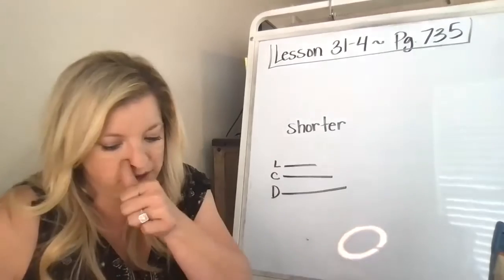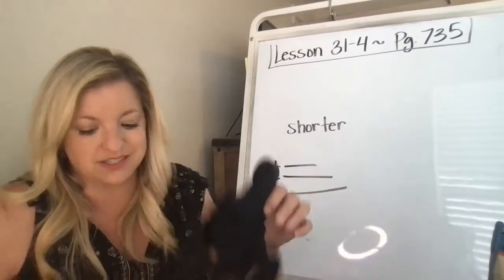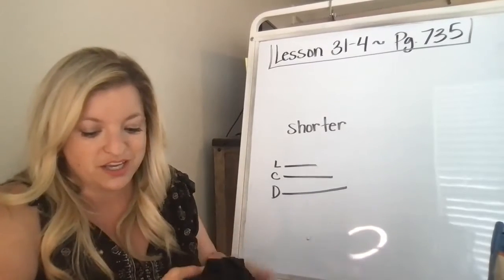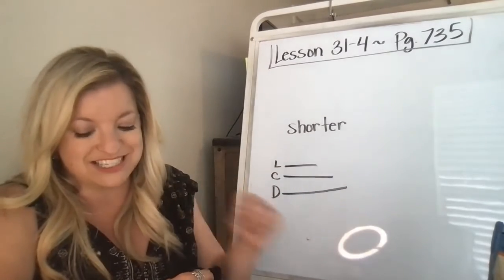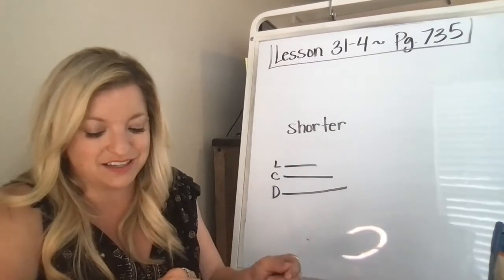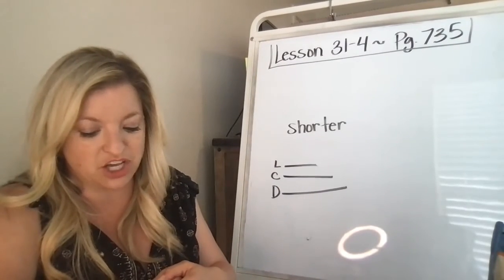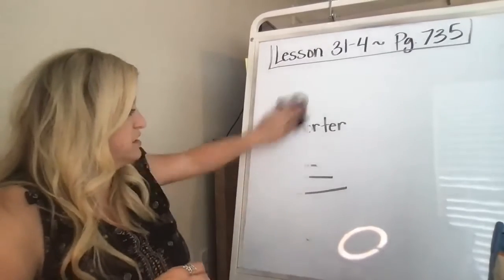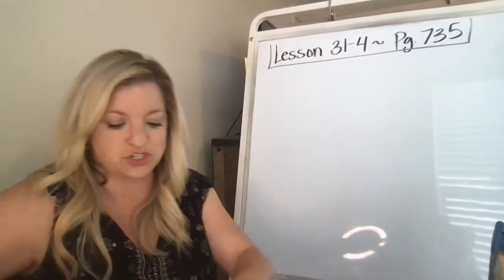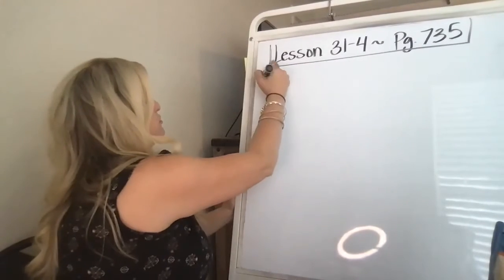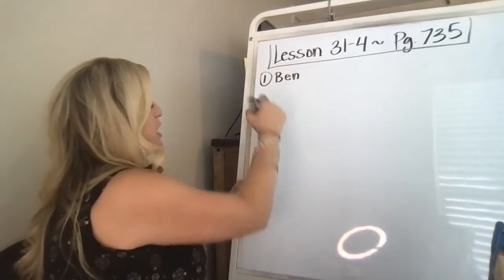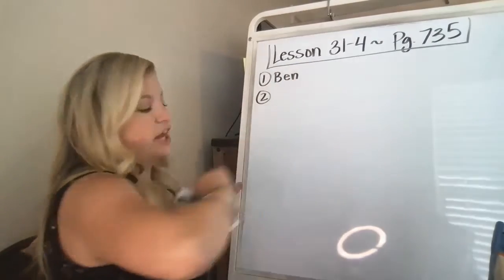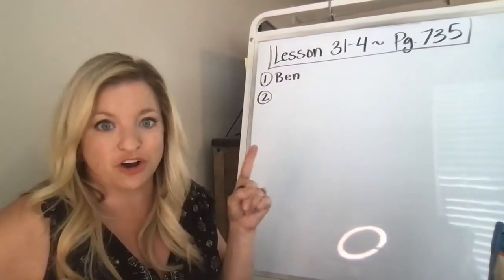Number 1, compare lengths, then fill in the blanks. It's asking you which dog is the longest. So the top one is Ben, the next one is Tad, and the last one is Zeke. And it's saying blank is the longest. So for problem number 1, hopefully you can see which dog is the longest. You're going to write in the word Ben. It's a capital B because it is a proper noun. It is the name of that dog.